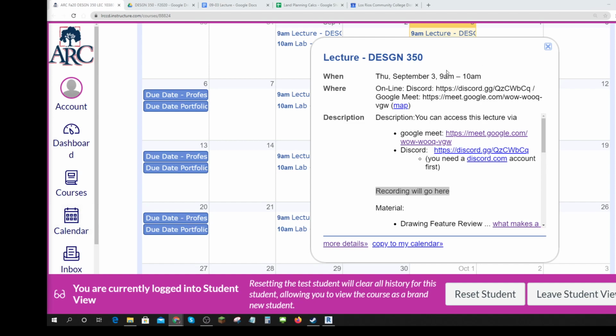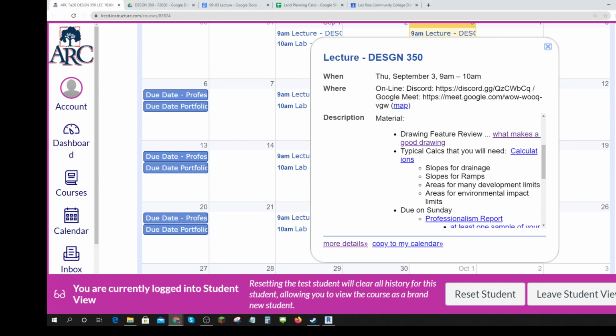So here's what's up for today. We're going to just look at drawing features. We're going to look at some drawings and talk about what looks good or what doesn't look good. I'm going to show you a calculation page. There's nothing to do on that page right now except start looking at it, studying it, and making sure that you understand it.